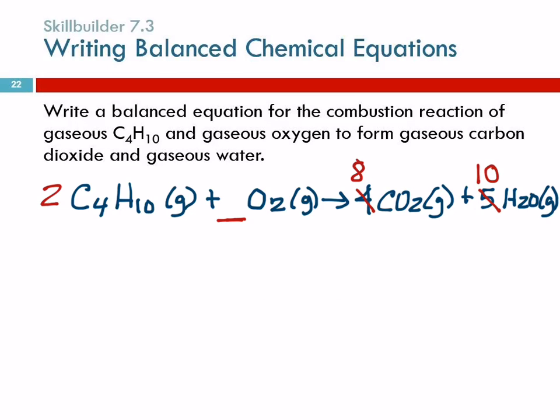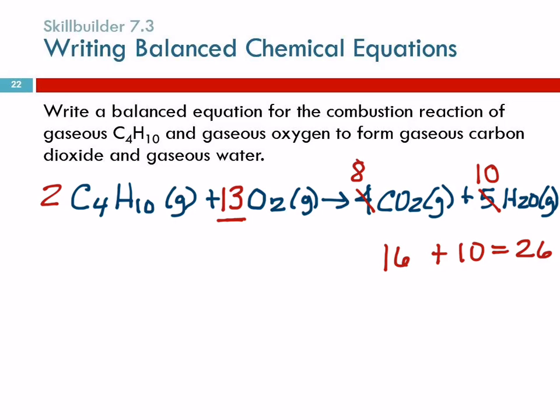Now let's look at the oxygens. Here we've got 2 times 8, 16. 16 oxygens here, and 10 there, and that is 26. Ha! Even number. What do I multiply 2 by to get 26? 13. And there's my balanced chemical equation.